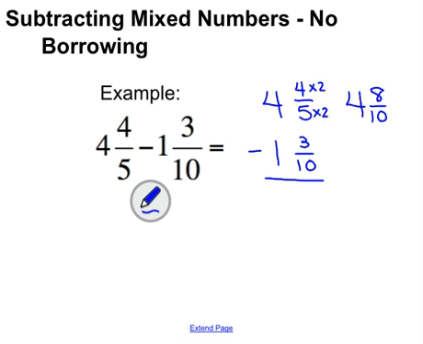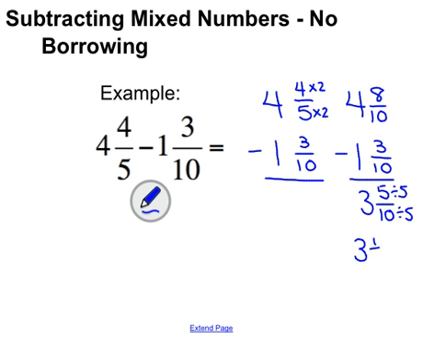Don't forget about your whole number as well. And then this second mixed number we can keep since it already has a denominator of 10. Now subtract your fractions. They have a common denominator, so keep that denominator, and then 8 minus 3 gives you 5, and 4 minus 1 is 3. This can be reduced. Both 5 and 10 are divisible by 5, so your final answer should be 3 1/2.